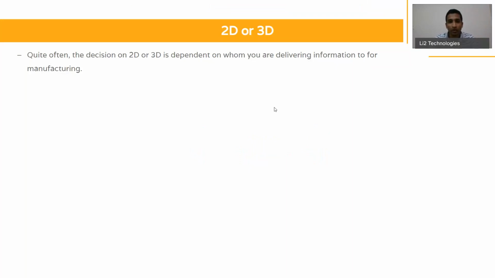Quite often 2D or 3D depends on what kind of information you want to deliver and for whom you're delivering it. So let us take certain examples of different manufacturing processes and understand what the manufacturer expects as a designer, or rather from the designer.